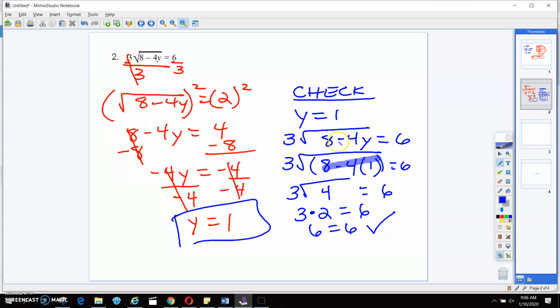Why do we do 3 times 2? When we take the square root of 4, that gives me 2. And we multiply because this 3 is multiplied by this radical.